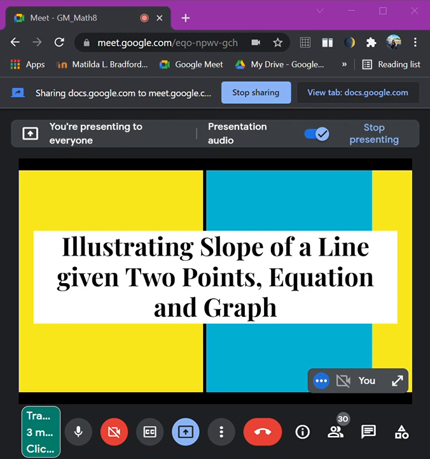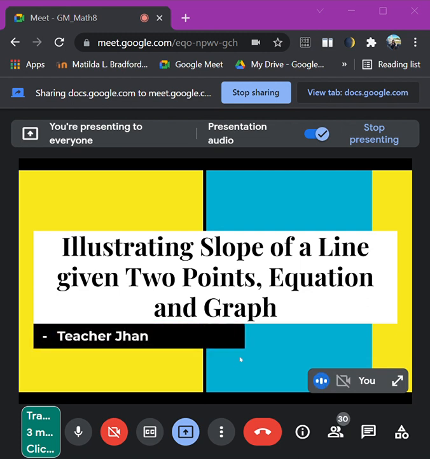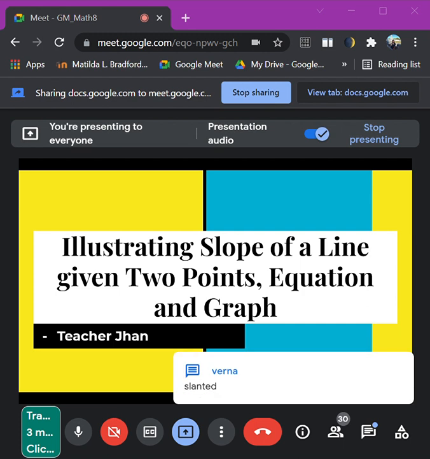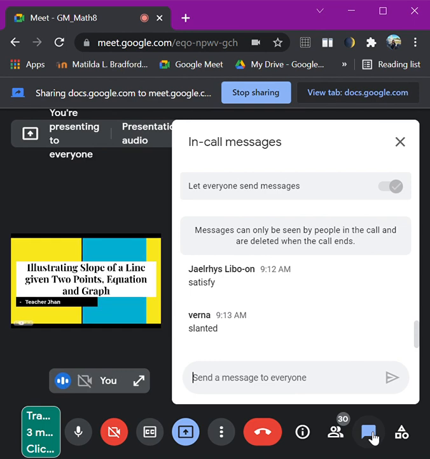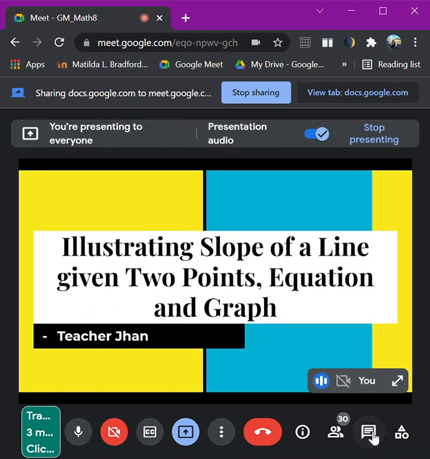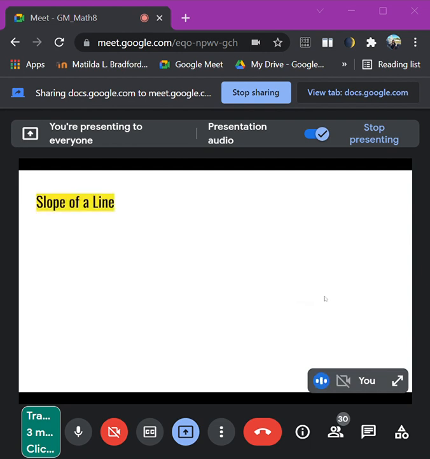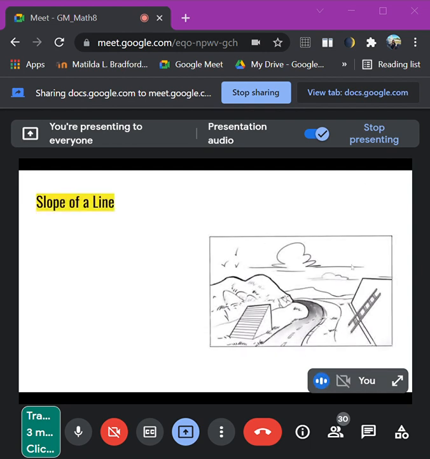So first, let's take a look at what is a slope, or have you heard the word slope before? Slanted, from Verna. Okay, which is actually correct. Very good. So if you have their slope or slanted, that is the equivalent word. Now, we have here a slope of a line and we have here a picture.